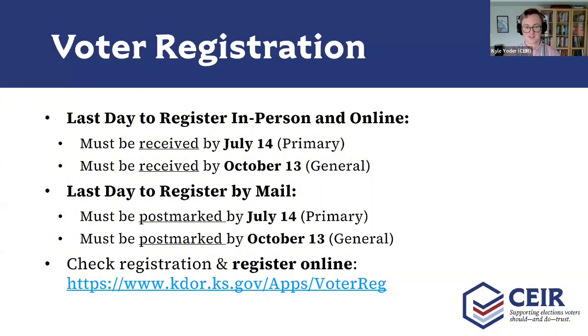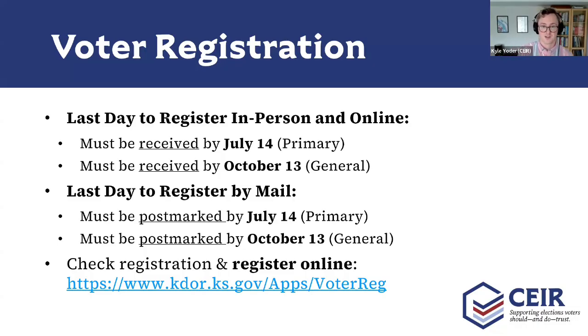There's also separately a deadline to register by mail. It's the same date, but for registrations by mail, it's a postmark deadline. So Kansas voters who are seeking to register before the August primary must drop their registration in the mail, have it postmarked by July 14th, or postmarked by October 13th for the general.